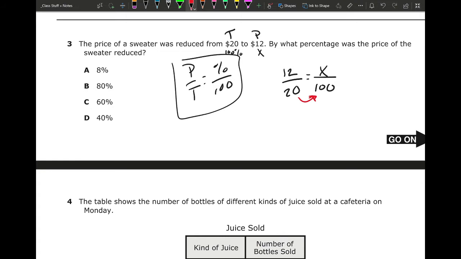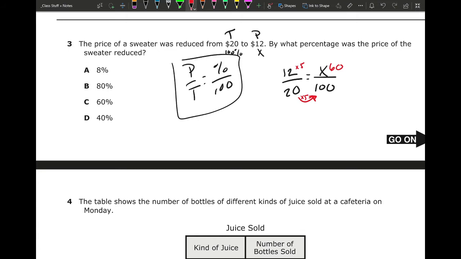Don't think about, well, I just added 80. No, that's not how it works. Because if you think like that, 80 is one of the answer choices. It's not cool. So I can say, well, if I multiply this times 5, it gives me 100. But if you want to keep it proportional, you have to multiply this times 5, and this is going to be 60, right? 20 times 5 is 60. So by what percentage was the sweater reduced? Now look at that. That's one of the answer choices.